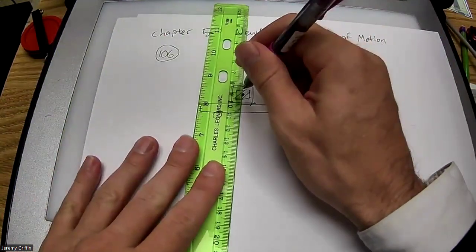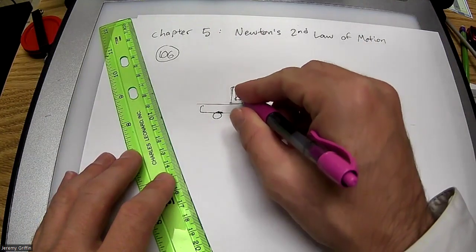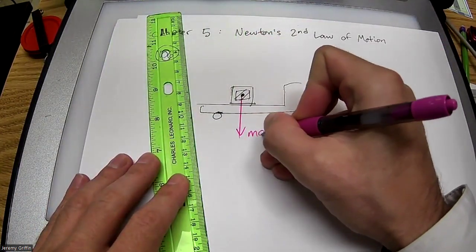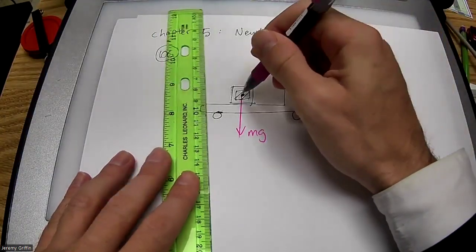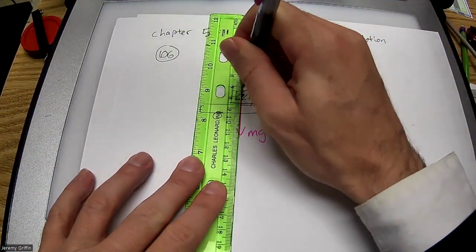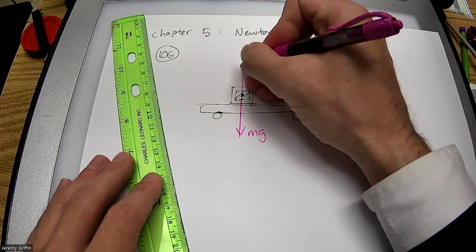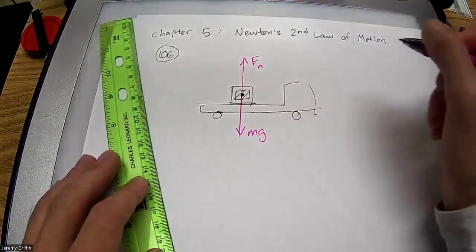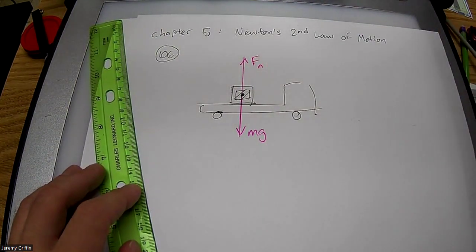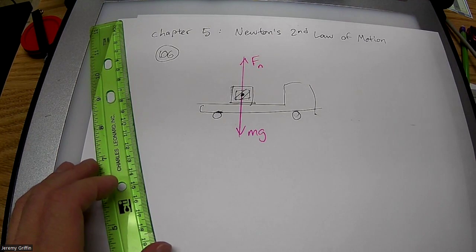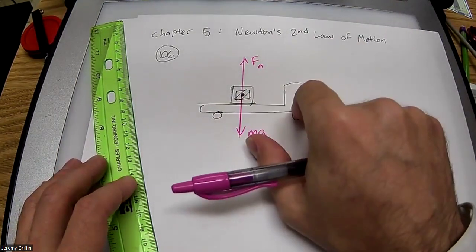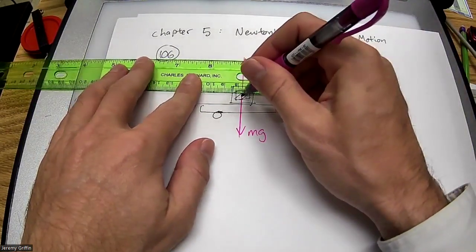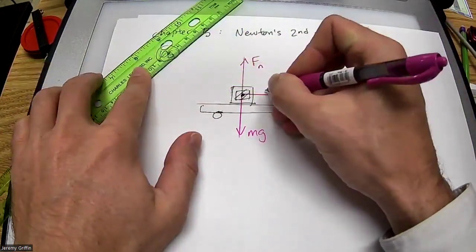Let's get some forces on this crate. What's one force on the crate? Yeah, it's weight. So mg could be its weight. What force is holding it up? It starts with an N. Normal force. Okay. Now, if you want the crate to accelerate forward, do you think you need some forward acting force? And guys, what force is that that's acting forward?